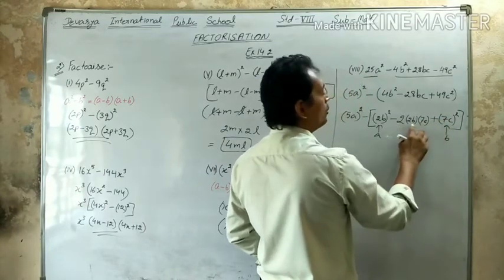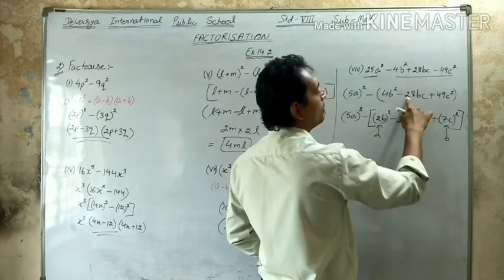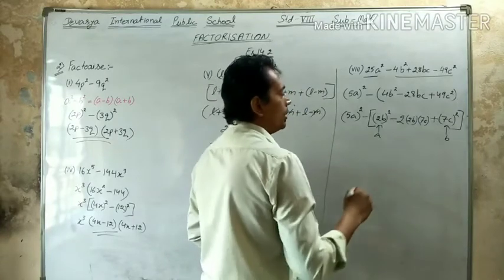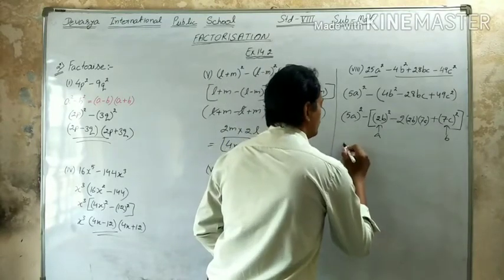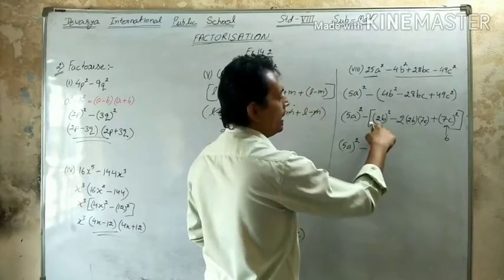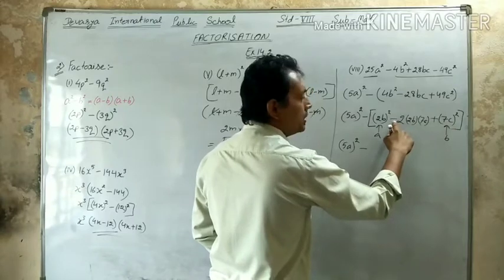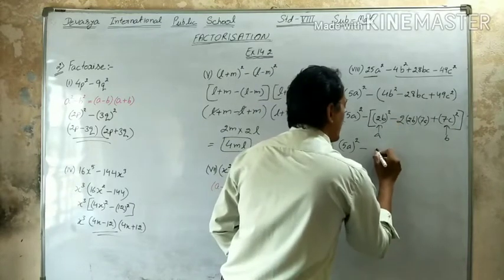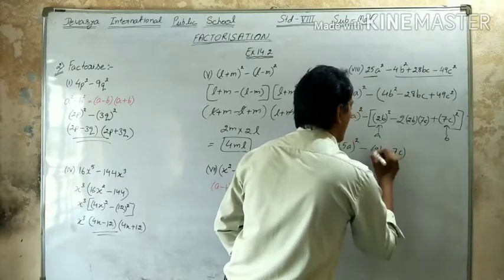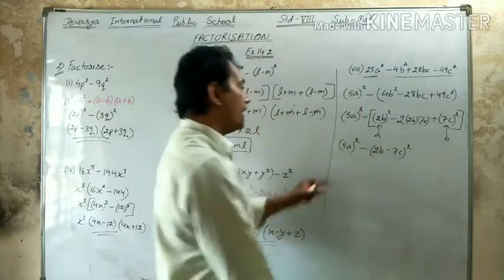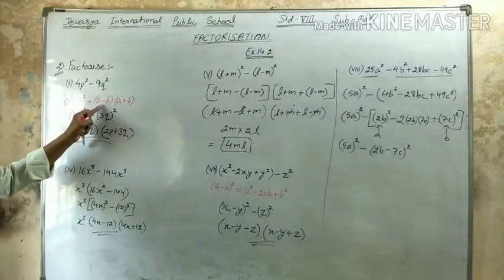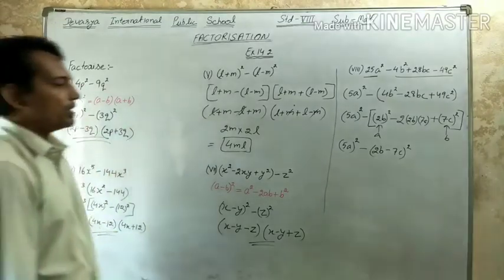When you multiply 2 into 2b into 7c, you get back 28bc. So we have modified this expression according to the identity. Now we can write 5a whole square minus, this is your a, this is your b, and the middle term has a negative sign, so we can write it as 2b minus 7c whole square. Again we can put the same formula which we saw last time, a square minus b square is equal to a minus b into a plus b.